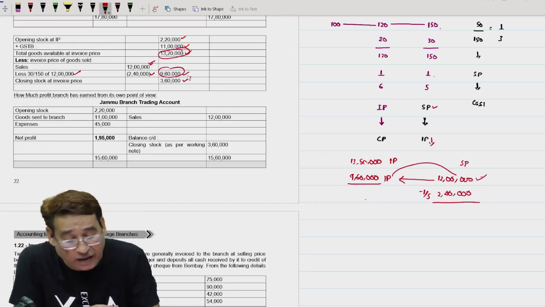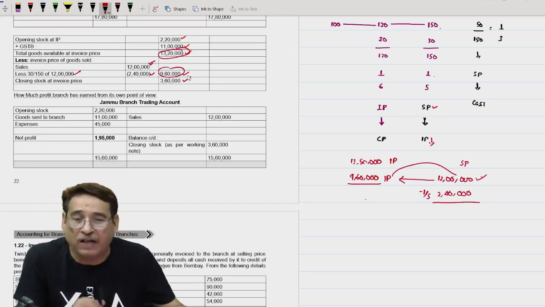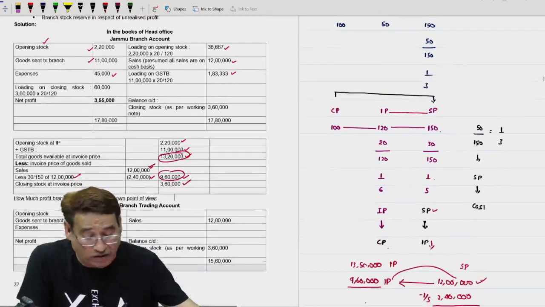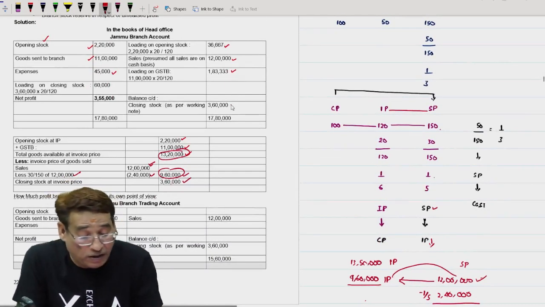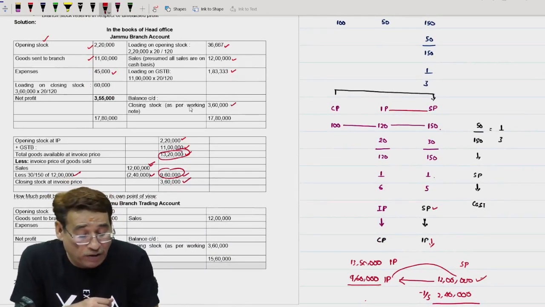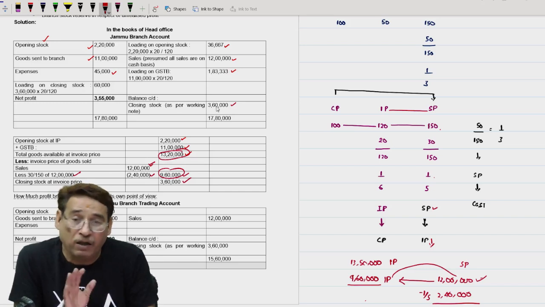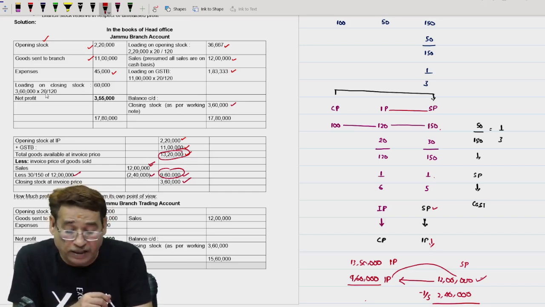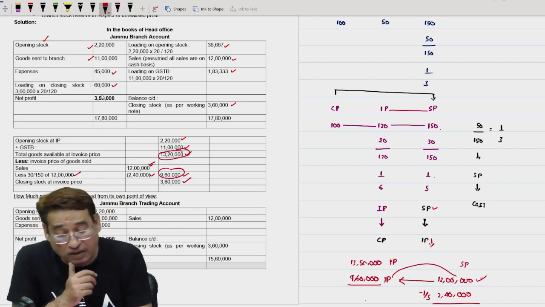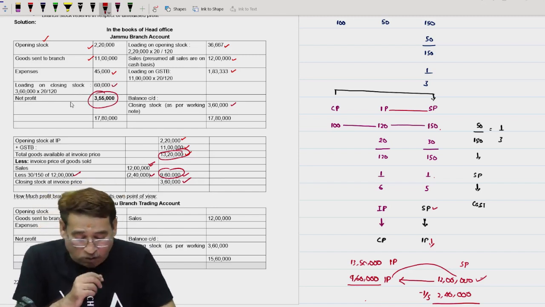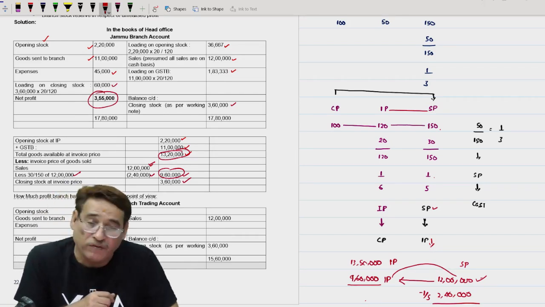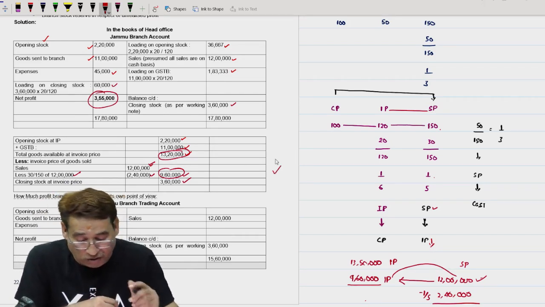So we may say now that the branch at the end is having closing stock at invoice price of 3,60,000. You are going to write 3,60,000. You found out this figure through your workings. And don't forget to take the loading of this item. This is at invoice price. In order to turn invoice price to cost price, I will use the rate 20 by 120, that is 60,000. So this is how you are going to compute 3,00,000. This is the main question in this particular case.